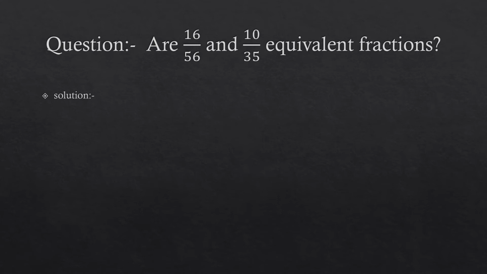Now the next type of question which can be asked from equivalent fractions is that you will be given two fractions and asked whether they are equivalent or not. If this type of question is asked, then first fraction is 16 by 56. You will just reduce it, and we know how to reduce a fraction. First of all, we write the factors for numerator and denominator both.